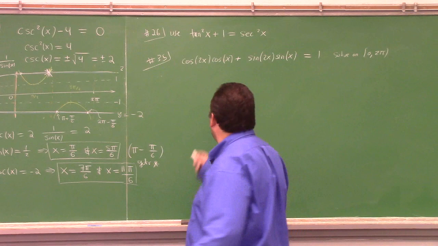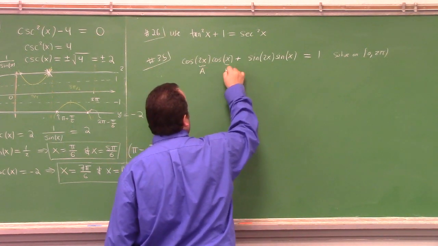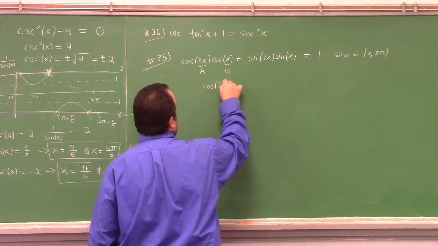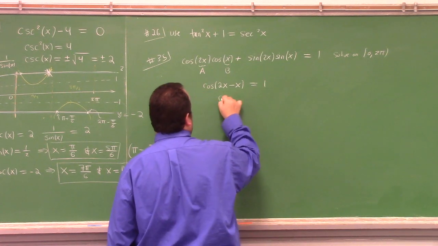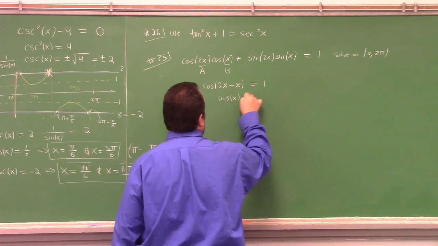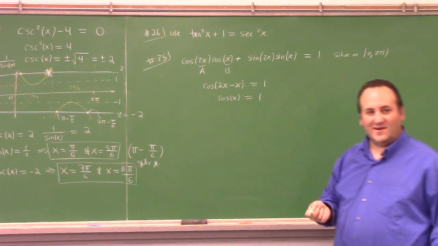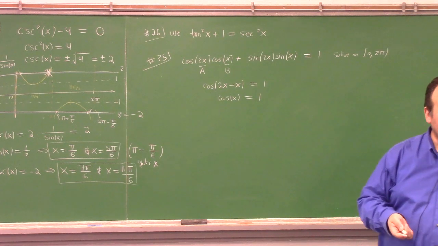Number 13, with 2x equal to a and x equal to b. So what we're looking at is the cosine of 2x minus x equals 1. So actually, look at this. This is really just solve cosine of x equal to 1 on 0 to 2 pi. Now the not included really matters.